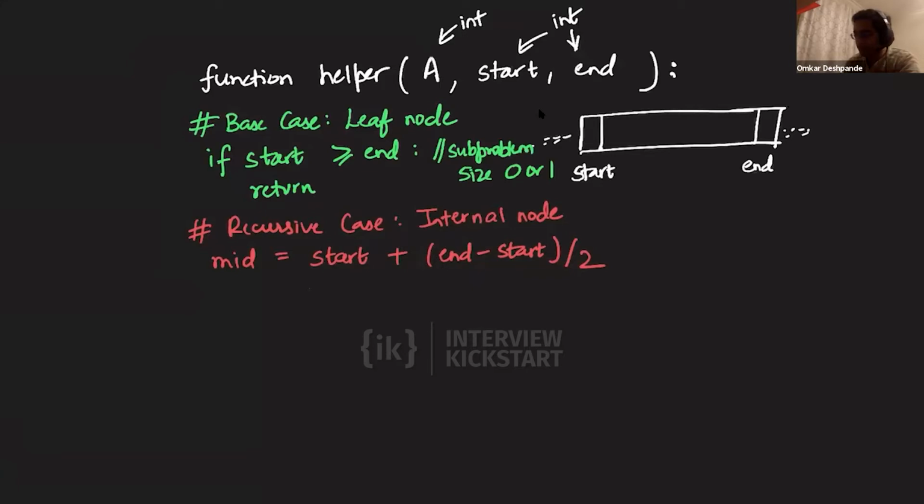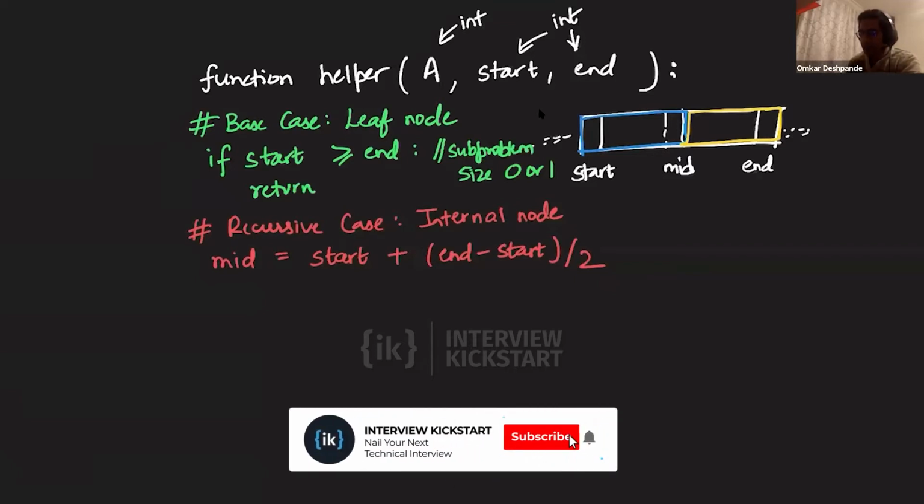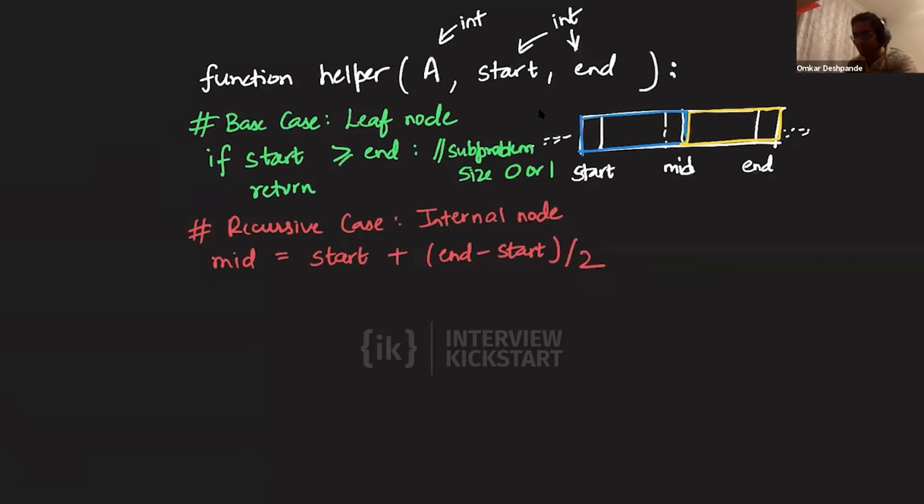So once we have the midpoint identified, let's say this is the mid index, then our left subproblem is going to be everything up to the mid index, and our right subproblem will be everything beyond the mid index. And so we use the mid index to identify the boundary between the left and right subproblems. And so we can immediately hire two people under us and delegate to them the left and right subproblems respectively.